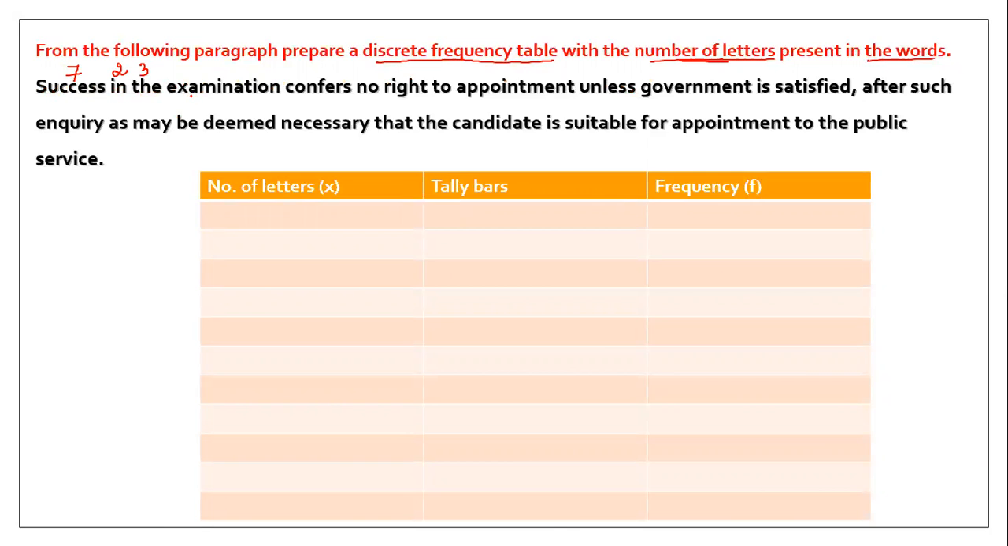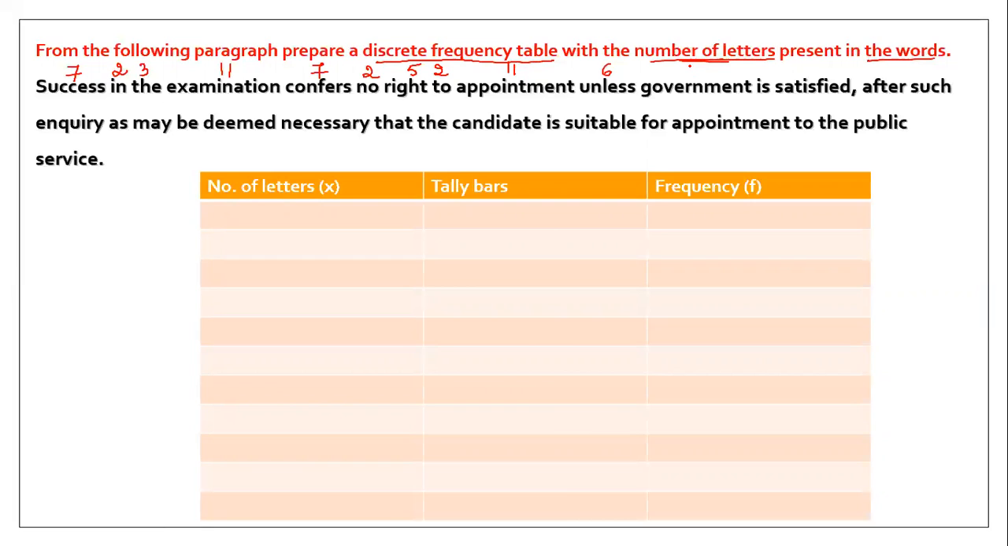Okay, coming to the next word, examination. So if you count examination, 1, 2, 3, 4, 5, 6, 7, 8, 9, 10, 11. We have 11 letters. Next, confers. How many letters can we see? We have 7 letters. So you have to go on calculating, or you go on adding the numbers. You have to see how many letters are there in each word. So next word we have 2, 5, 2. Appointment we have 11 letters.